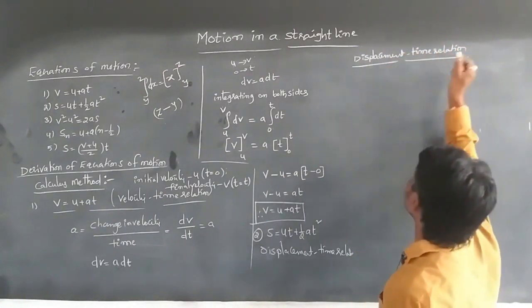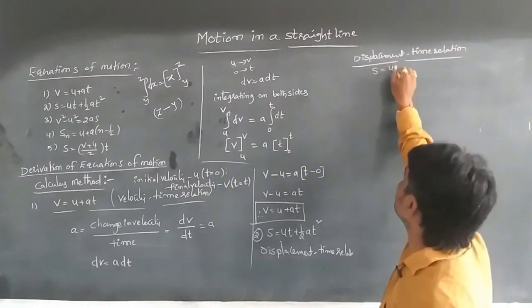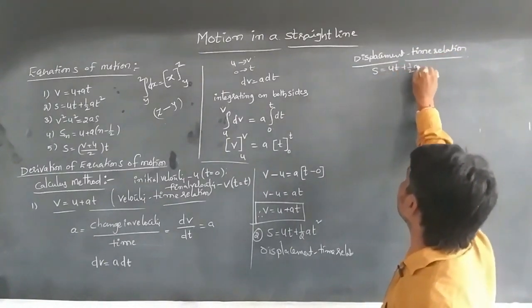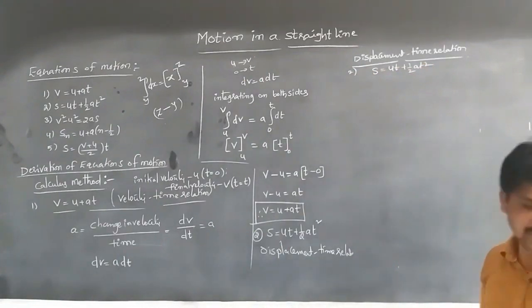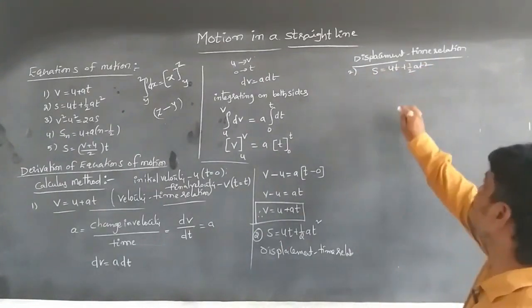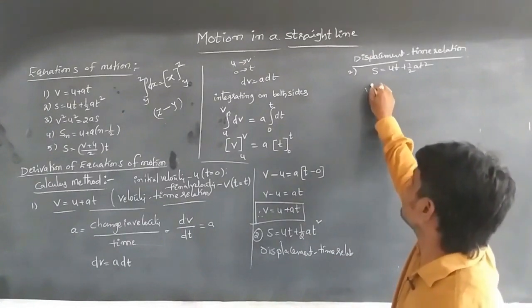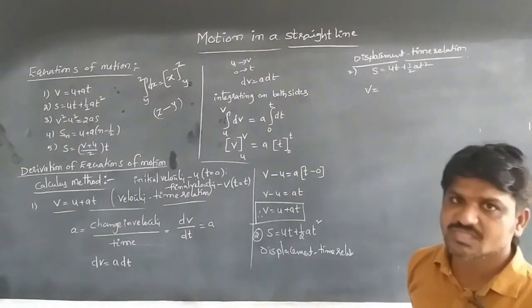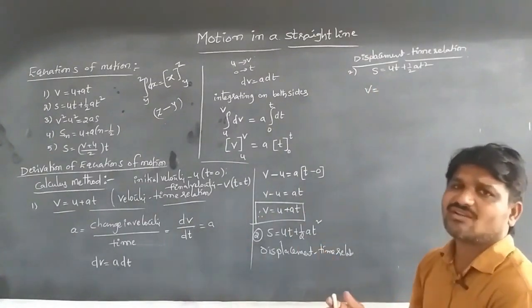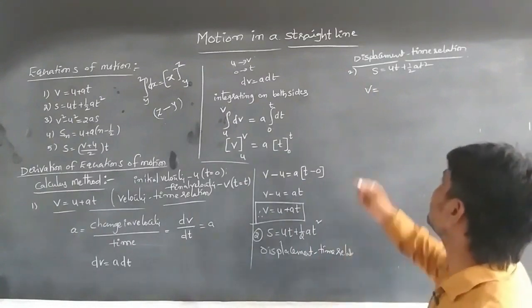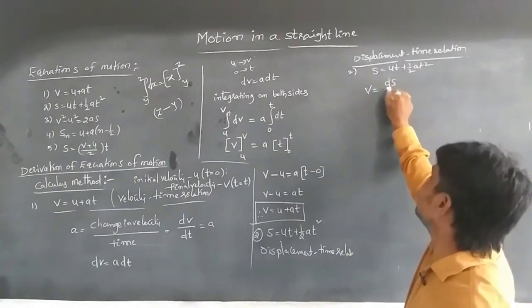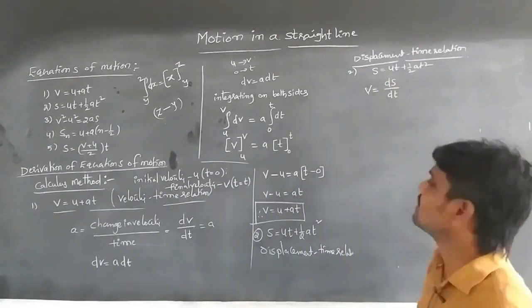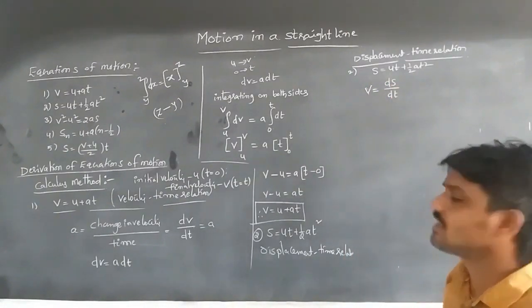Here is the displacement to time relation, that is s is equal to ut plus half at square. Here we know that the velocity v is equal to the rate of change of displacement. So that's why we can write that the velocity v is equal to ds by dt.